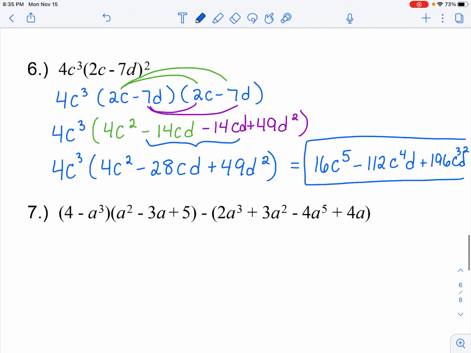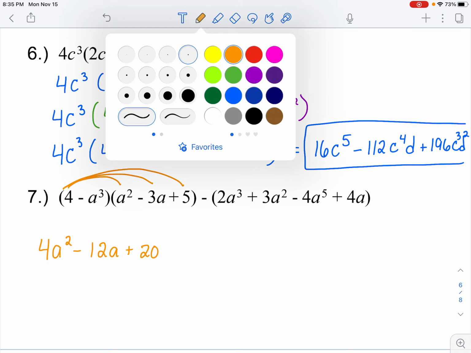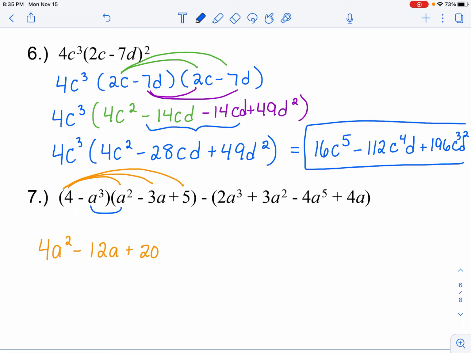All right, problem number 7, a bigger multiplying problem. All right, let's take a look at multiplying 4 times everything. Goes first. So I'm going to get 4a squared minus 12a plus 20. And then I'm going to multiply the negative a cubed to everything. So that's going to give me minus a to the fifth from adding exponents, plus 3a to the fourth, and minus 5a cubed. And now I have to distribute this subtraction sign over here.